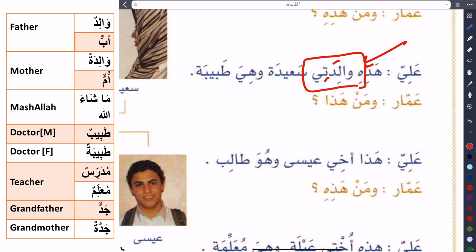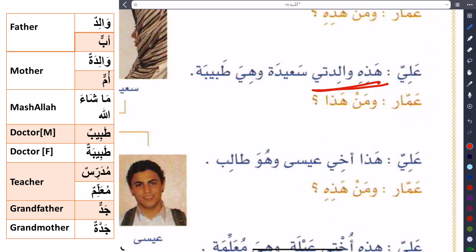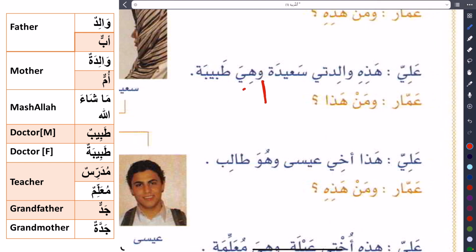Walidati. This is my mother. If we remove my, it would be with ta marbuta. Walidatun means mother. So, هذه والدتي سعيدة. That's a name. Her name is سعيدة. وهي and she is طبيبة.